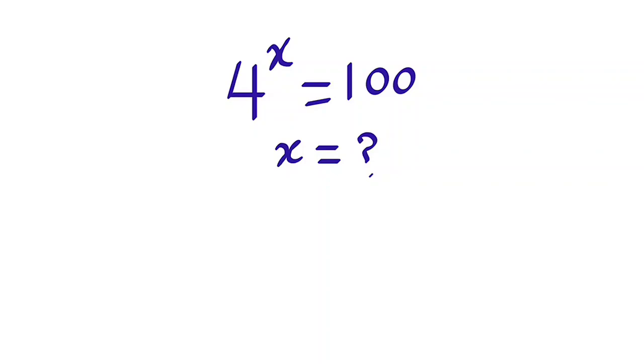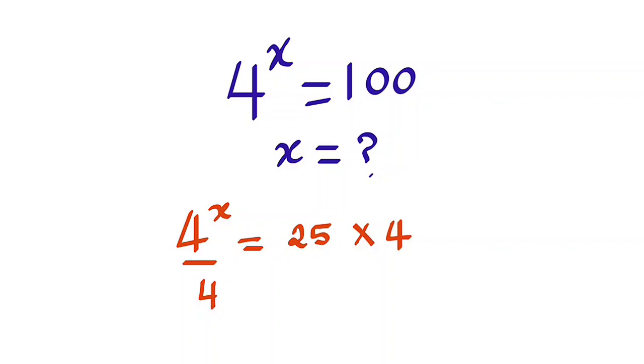4 to the power of x equals 100. So what we're going to have is 4 to the power of x equals 100, which can be written as 25 multiplied by 4. The next thing we're going to do is divide through by 4. If I divide through by 4, you see that this is going to cancel this.